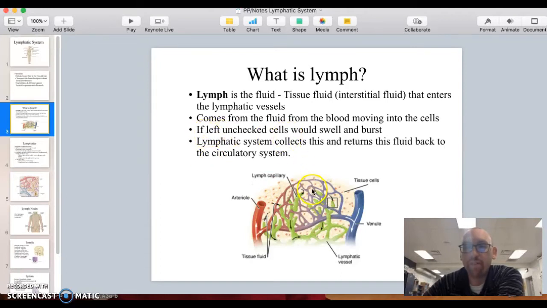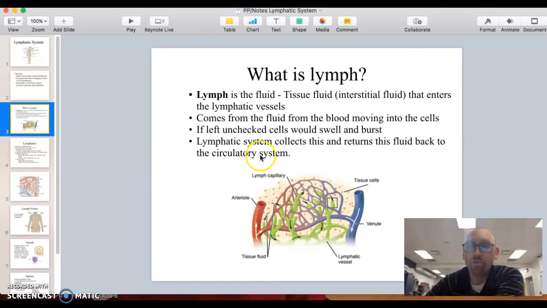Also, if it's left unchecked, these cells, think about what we learned with cells, are going to continue to swell and swell and swell. It's like a water balloon that's taking more and more water in. At some point, the cell membrane just can't stretch anymore, and the cells would burst, and you would have major issues with your cells dying because they're breaking, like water balloons bursting open and all the contents coming out.